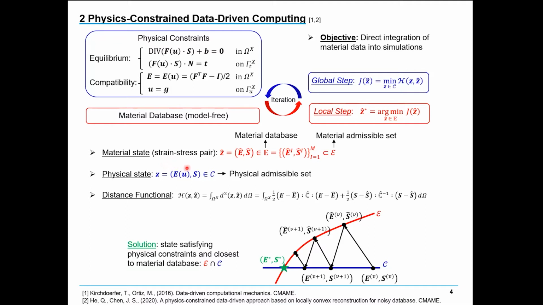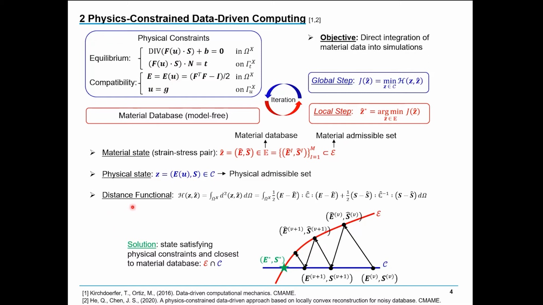And we define a state as a strain and stress pair, and a hat is used to denote the parameters of materials, and capital E is a material database that contain material data points from experiment, and epsilon is a material admissible set of the materials. And the material database is a subset of the material admissible set, epsilon. And correspondingly, the C here is a physical admissible set that contains all physical states that satisfy the physical constraints or physical equations here.